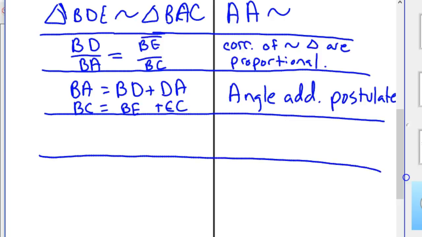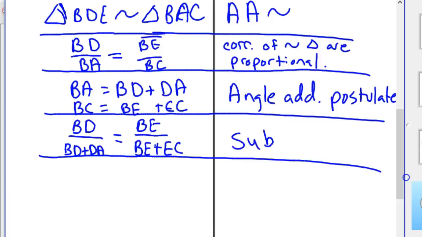So now we know that we have BD over, and instead of BA, we know BA is equal to BD plus DA. And so we also know then that instead of BC, we know that BE plus EC could go there. And that's by substitution.